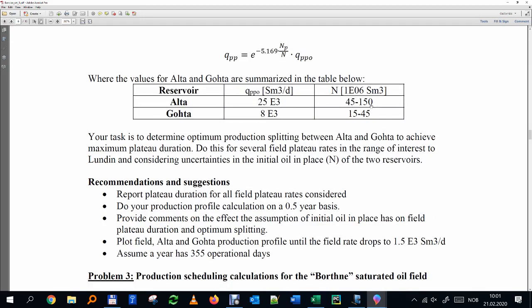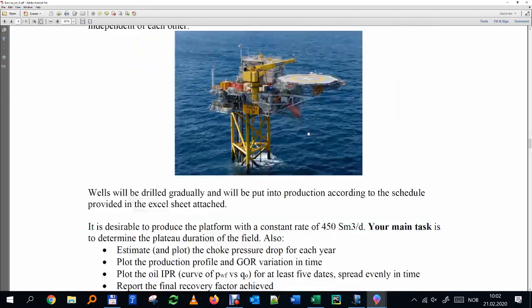And the main thing here is that you have a big uncertainty in the initial oil in place. So you have to see how you cope with that uncertainty. That I leave to you. You have to find out how many cases you have to evaluate, or how the splitting is changing with the different oil in place. If I choose 45 or I use 150, how is the splitting changing to achieve maximum plateau duration?